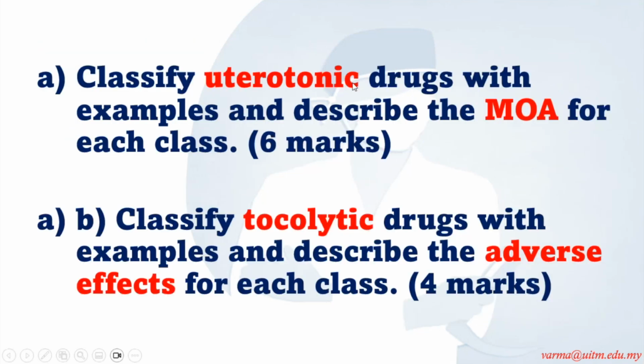The first two questions are about classifying uterotonic drugs with mechanism of action, and classifying tocolytic drugs with adverse effects. If you look at past years, the questions revolve around the same thing. It will be uterotonic drugs or tocolytic drugs. First will be classification, followed by either the mechanism of action or adverse effects for both. There are only certain drugs, so it's all fact. You have to know it for sure.